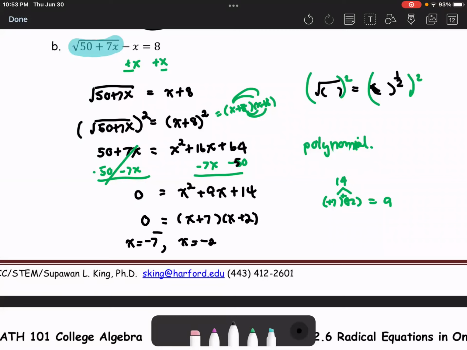And now we're going to check the solution. Let's clean up a little bit here.